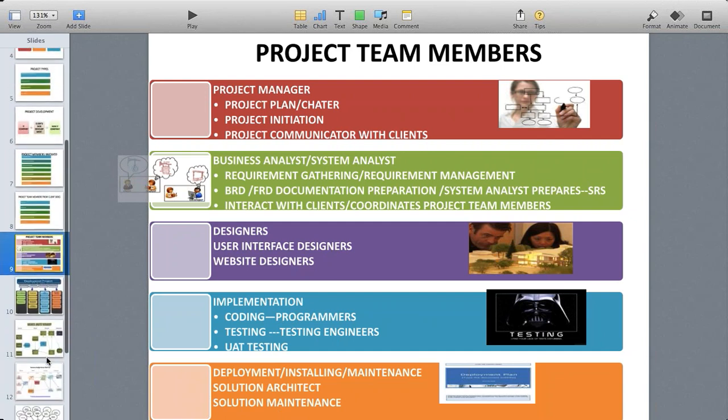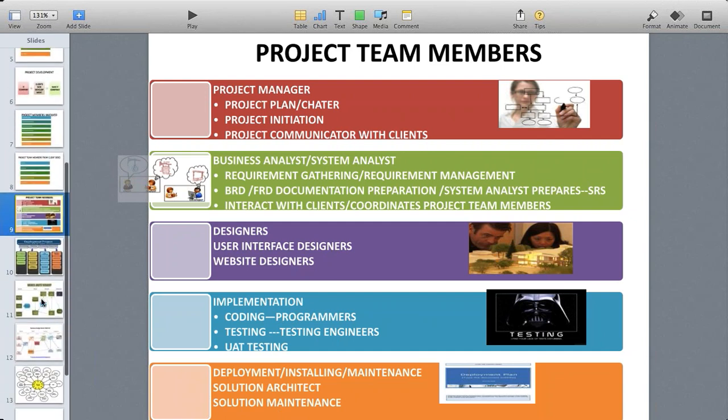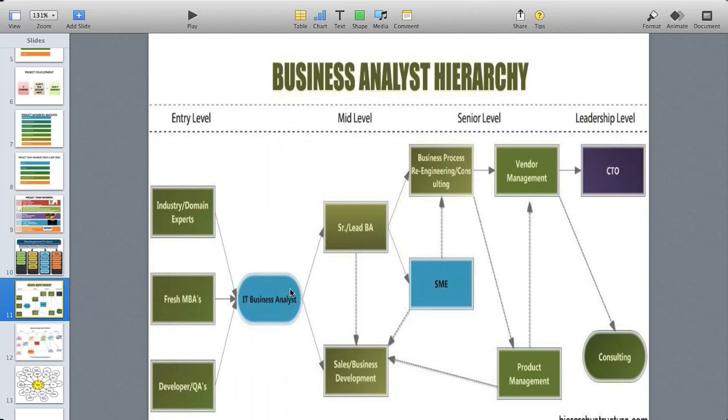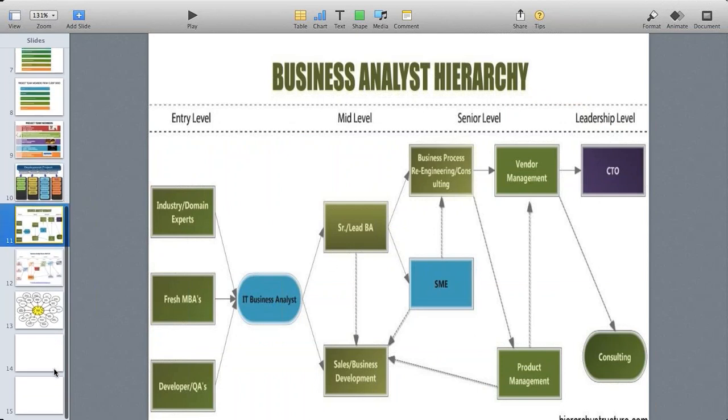Right. We'll discuss this in detail in further sessions when we talk about the software development life cycle. You will understand all this in detail. So this is just an idea, just a high-level view of what a project is and what happens inside. Just try to understand the things.